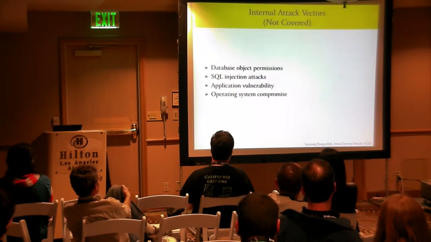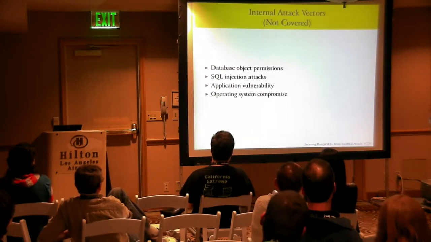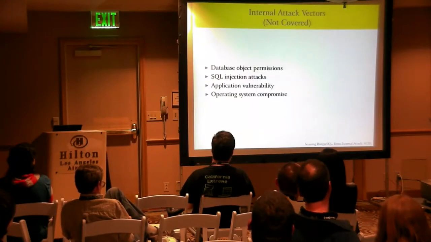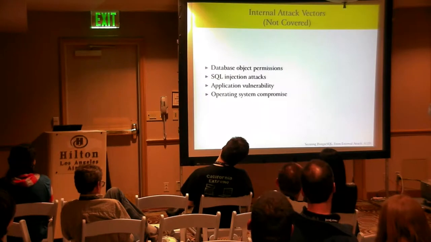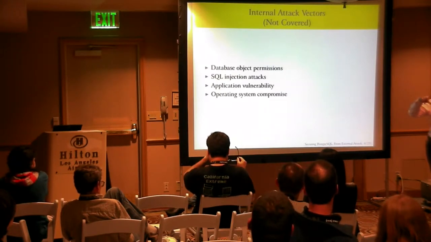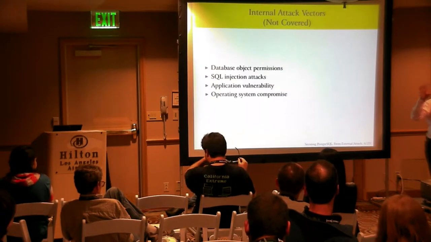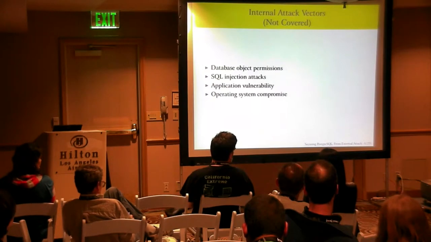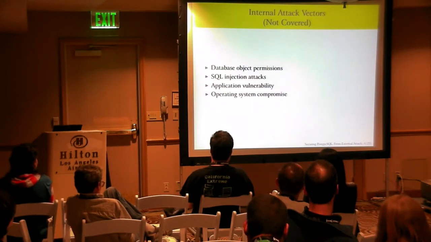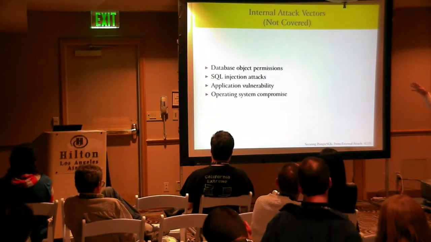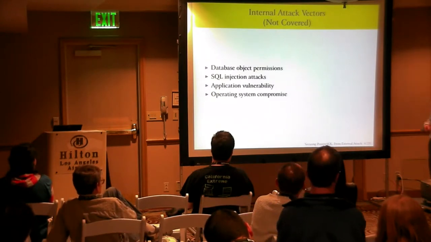What we're not going to be talking about is internal attack vectors. These are cases where somebody's already been given access to your database and uses it somehow to escalate their privileges. This would be something like SQL injection attacks, where you use single quotes inside your string to get another command into the stream, if you've ever seen that before. Application vulnerabilities, permissions, stuff like that: we're not going to cover that. It doesn't mean they're not important. It's just not the focus of this talk. So any questions?